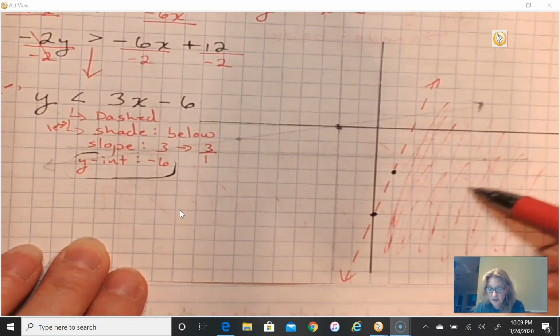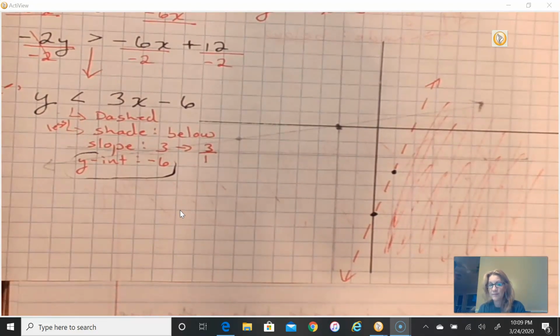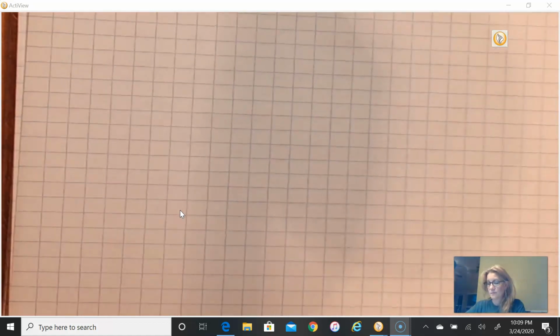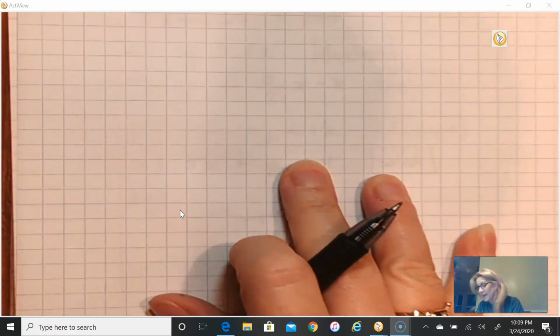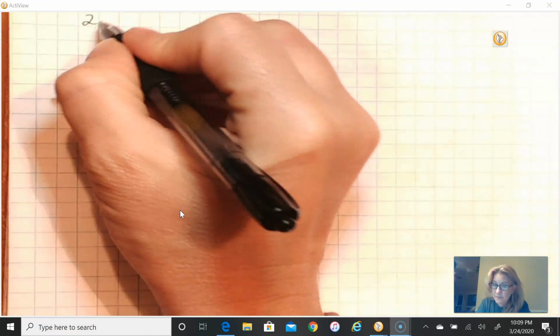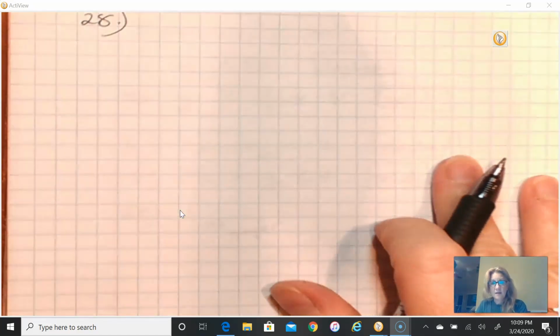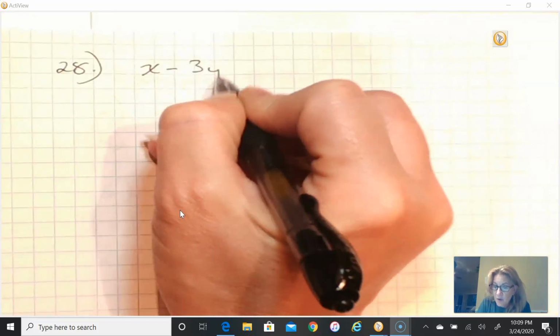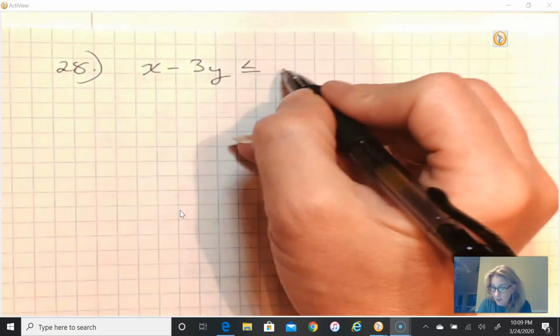So we shade that direction. Okay? I have one more to do. Okay, there's another one we need to rearrange. X minus 3y is less than or equal to 9.